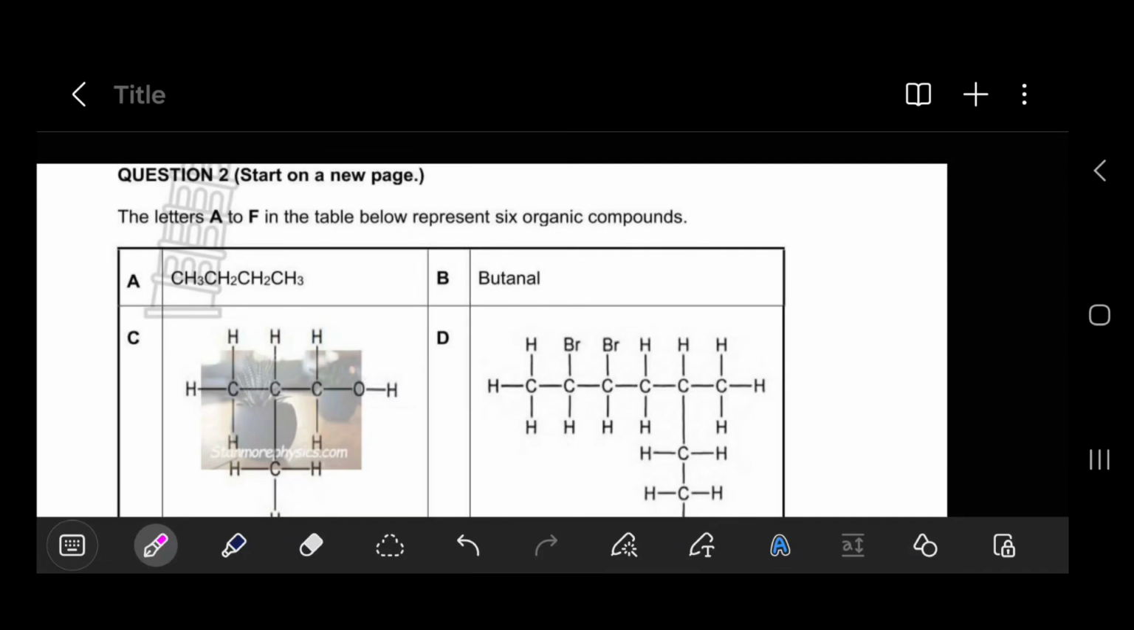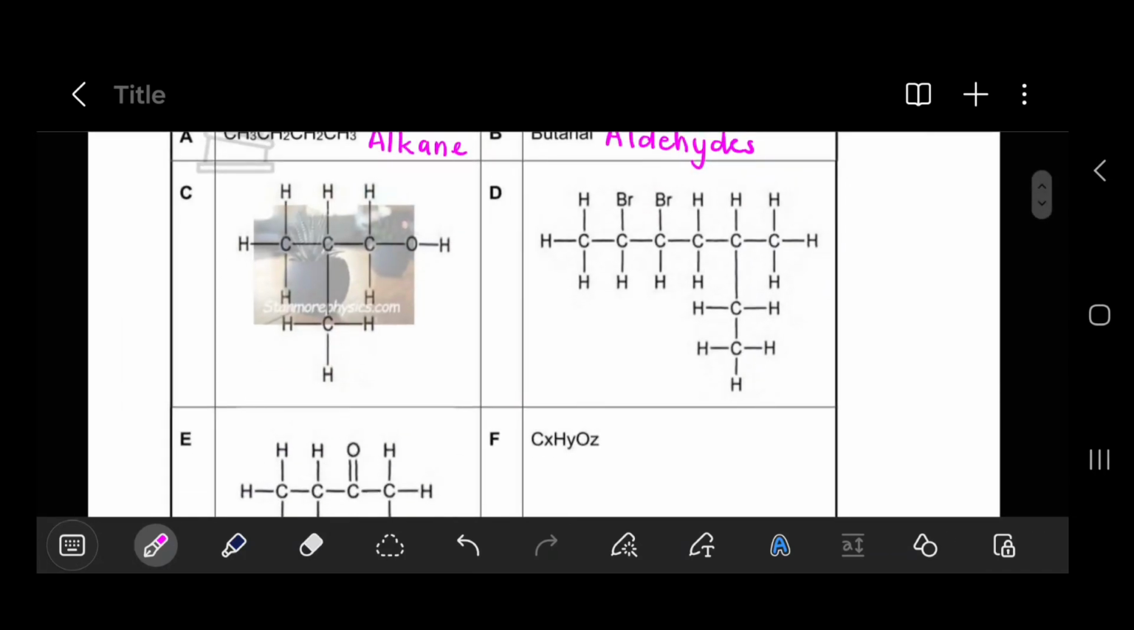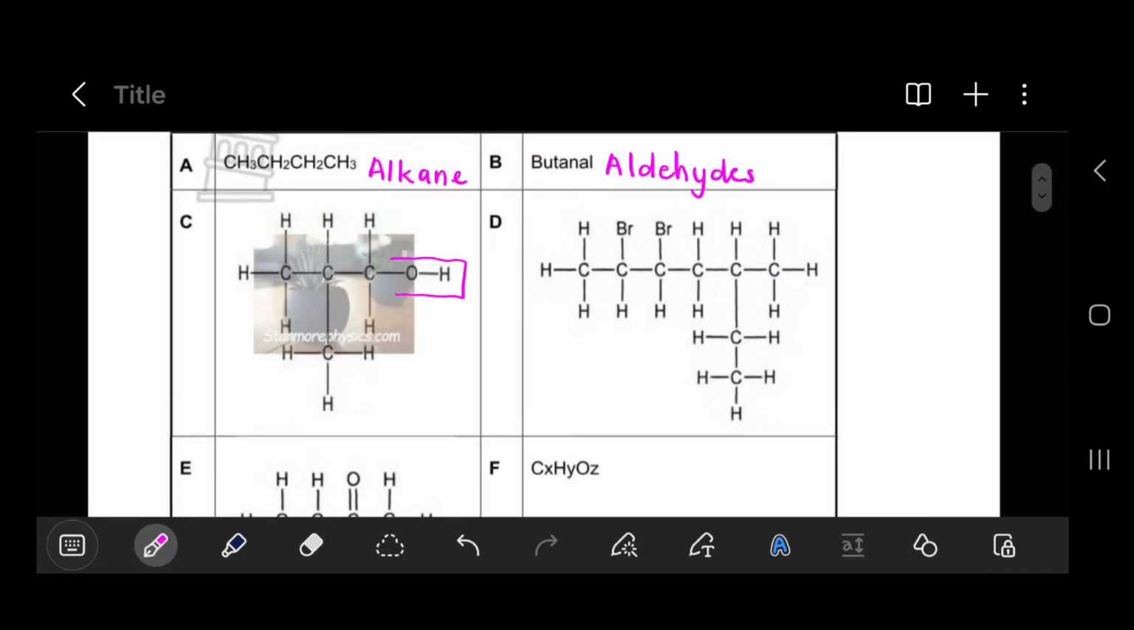But if we look closer at this, and you can actually draw it out to see what it is, this is going to be an alkane. Compound B is butanol, that is part of aldehydes. Compound C, we notice this contains the OH, that is the hydroxyl, so that is definitely an alcohol. Compound D, notice the halogens Br and Br, that is a haloalkane.